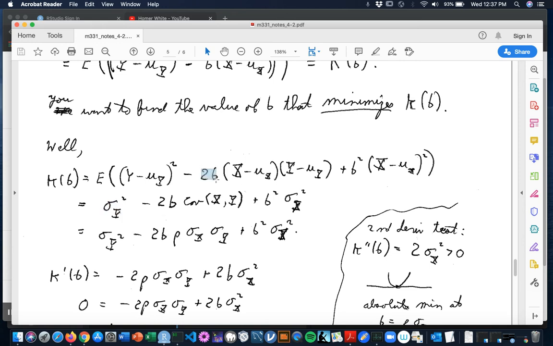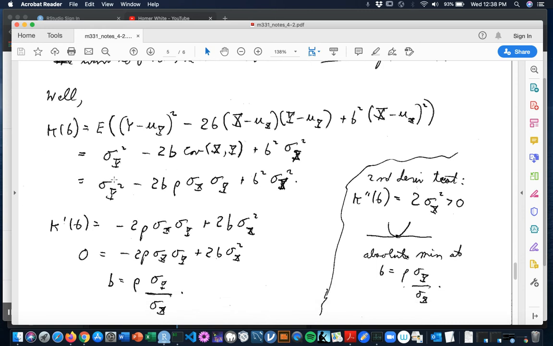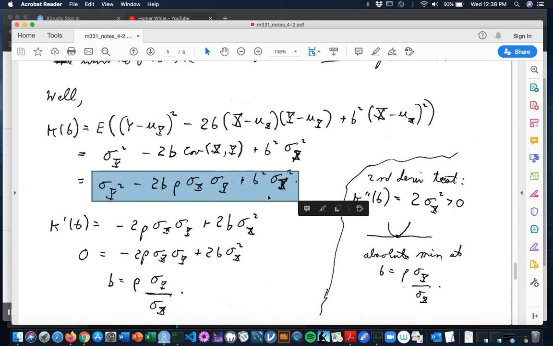Now here I've got a constant 2b times the expected value of that product, but that, by definition, is the covariance. And then you can see here we're going to get the constant b squared times the variance of x. And I'm going to rewrite covariance using that definition of rho. By definition of rho, the covariance would be rho times the product of the standard deviations. So that's a much easier expression to take the derivative of with respect to b.